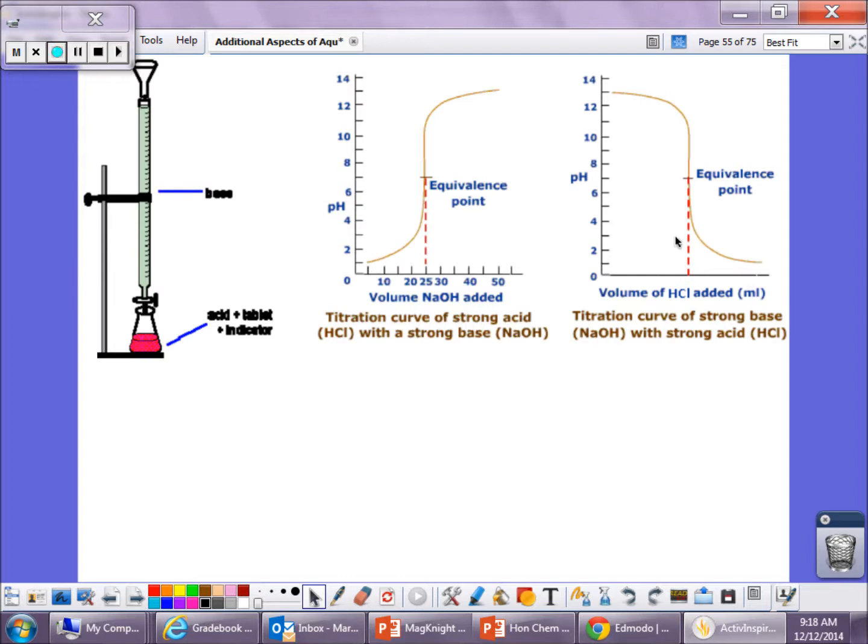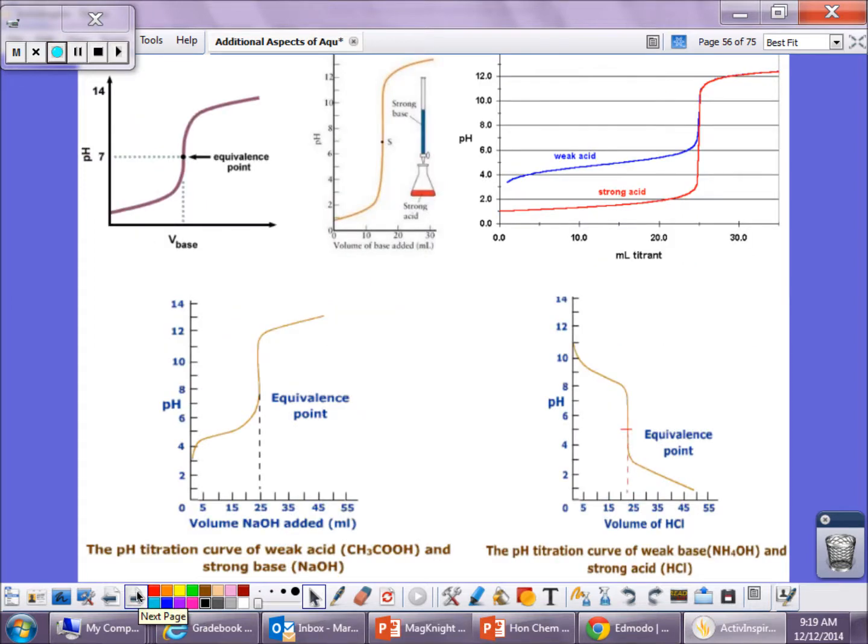For example, for this one, if you start at a high pH, that means you have the base in the beaker and you are adding the acid, and right here at the end you have your excess acid. So the pH will depend on that excess acid.